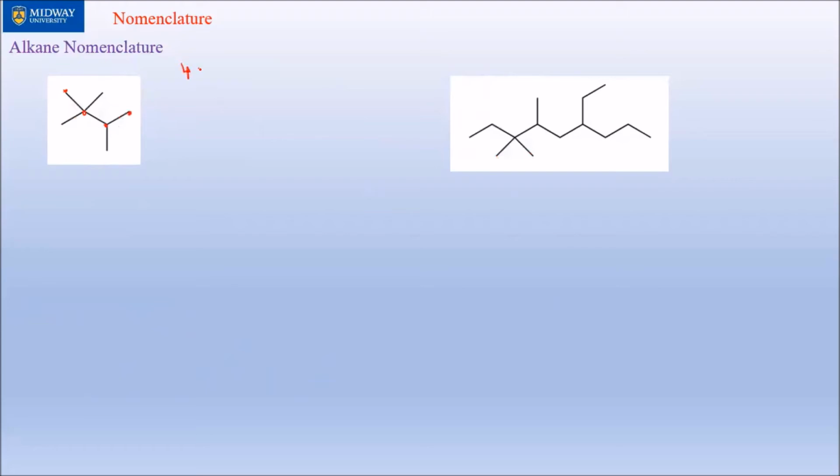And 4 carbon means it's butane. So that's my last name. Very good. So I already know the last name to my compound, which is butane. And now, which side do we start numbering from?